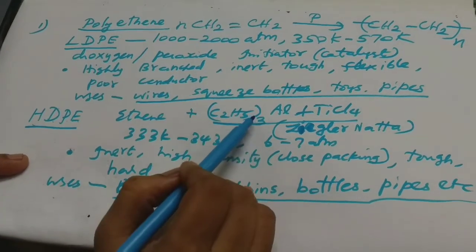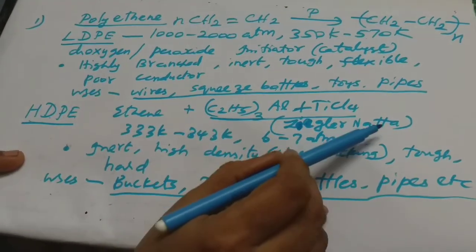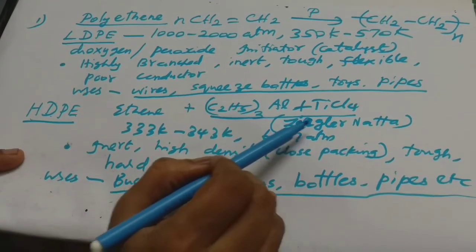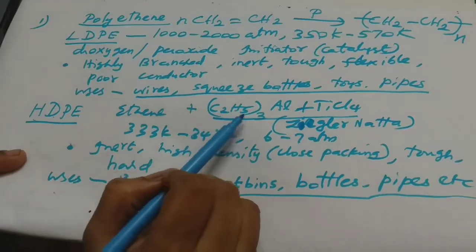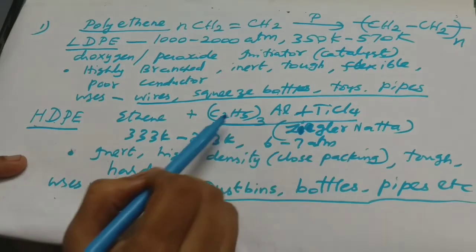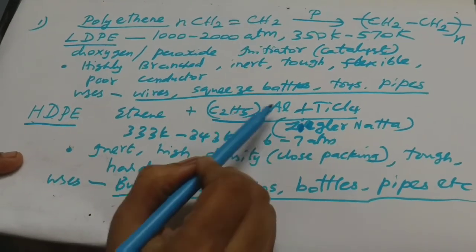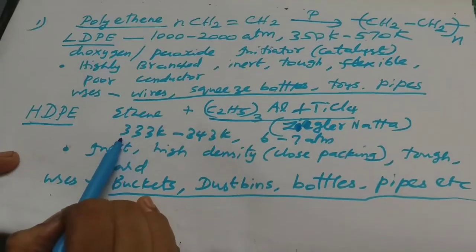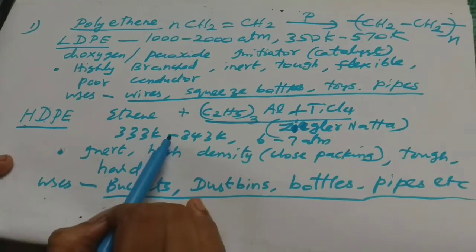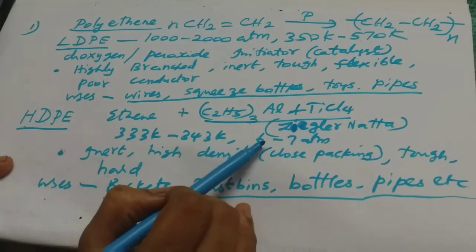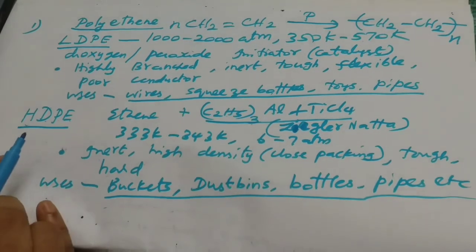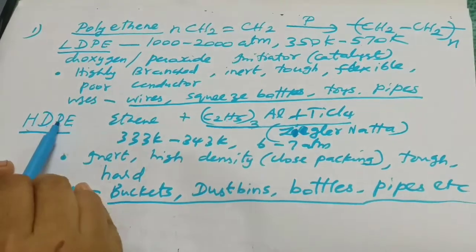And for high density polyethene, the same ethene is taken and dissolved in a hydrocarbon solvent. The catalyst used here is the Ziegler-Natta catalyst. It is nothing but a mixture of titanium tetrachloride and triethyl aluminum. The temperature here is 333 Kelvin to 343 Kelvin, and the pressure is 6 to 7 atmospheres. We get high density polyethene.